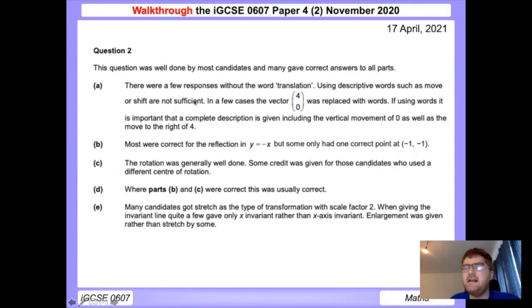Quickly go through the exam review after this exam was done last year. It was well done by most candidates. Yeah, you do need to put translation, that's really important. You can't just put move, for example, or shift, not good enough. Most B, C and D were generally done correctly, and many students got the stretch as a type of transformation with scale factor 2, but finding that invariant line is that discriminator question between an A and an A star. So do make sure you know it.